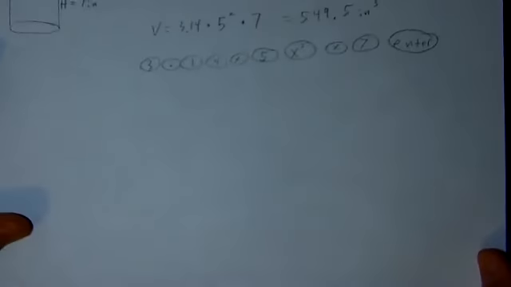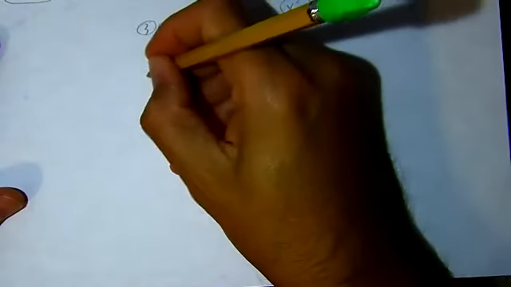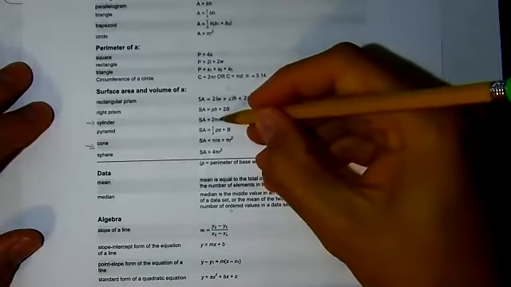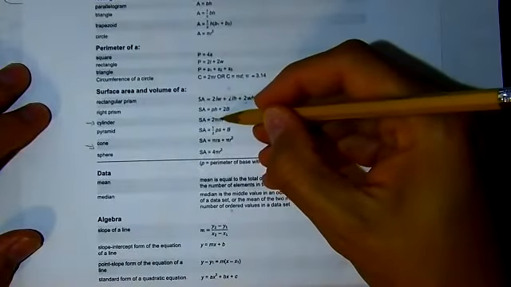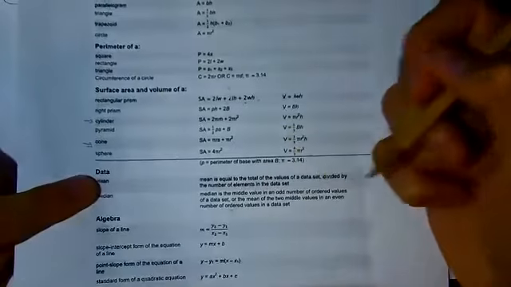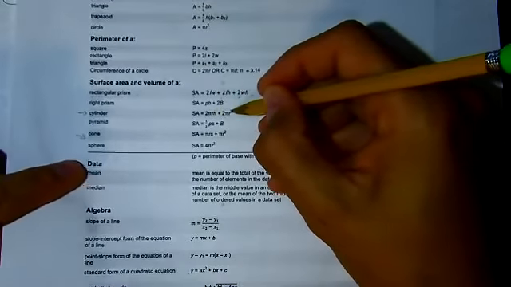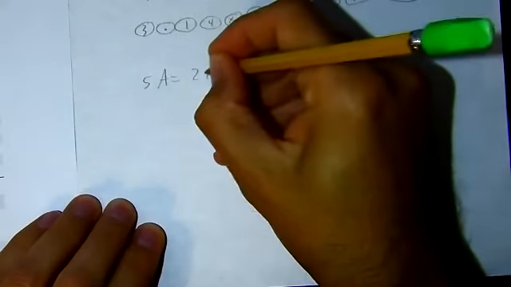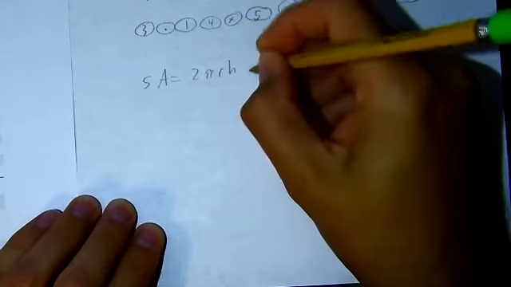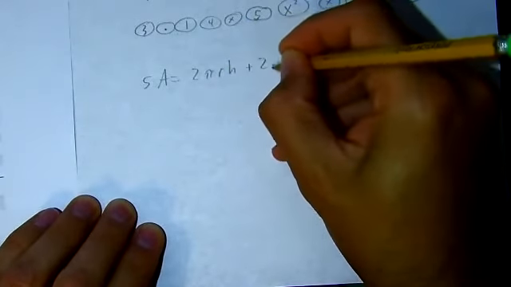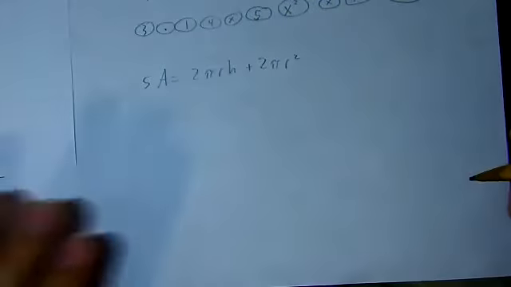All right. Now let's do the surface area. Surface area is right here. 2 pi RH plus 2 pi R squared. Make sure that one's not squared. And this one is squared. 2 pi RH plus 2 pi R squared.